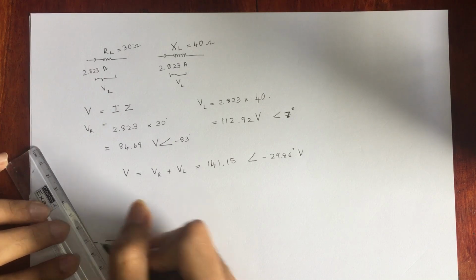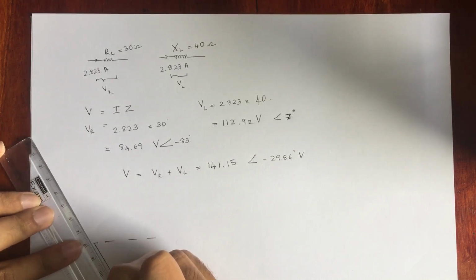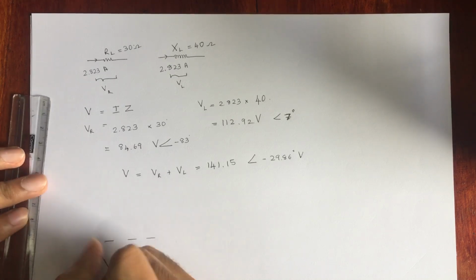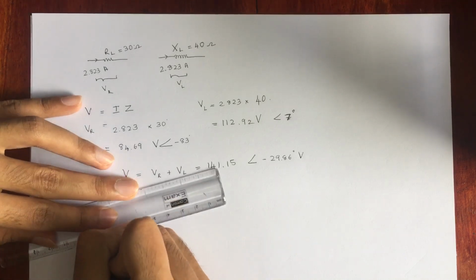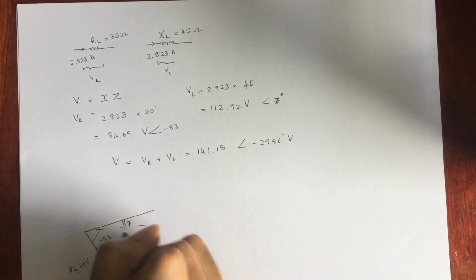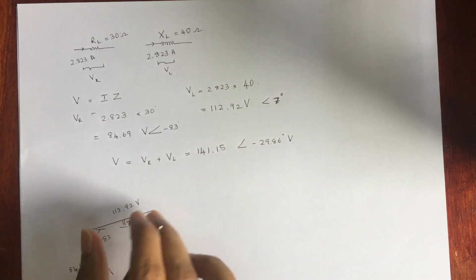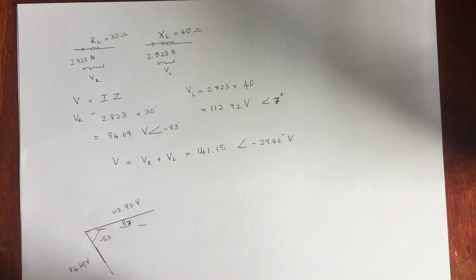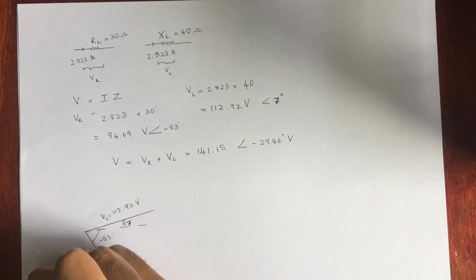So if I draw a reference angle like this, we can tell the voltage for that resistor would be at minus 83. It's going to be 84.69 voltage and the angle is minus 83. Likewise, we can tell this is going to be 7 degrees and 112.92 voltage. So these two you need to specify. So the next part is, before that I'm going to multiply VL and VR.